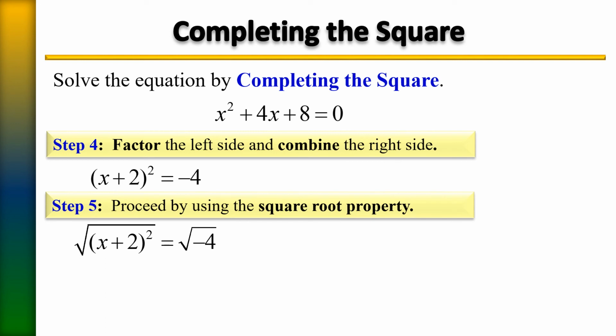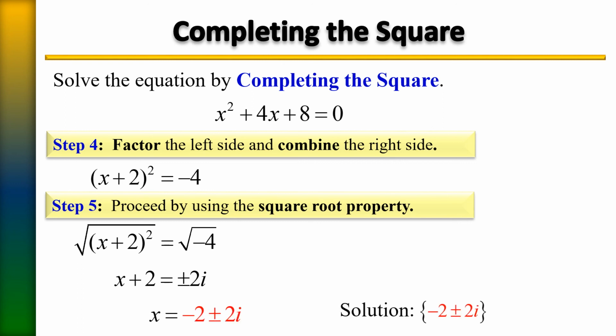And on the right side, the square root of negative 4 is an imaginary number, which equals 2i. So we have plus or minus 2i. Last step to solving this equation is to subtract 2 from each side. And x equals negative 2 plus or minus 2i.